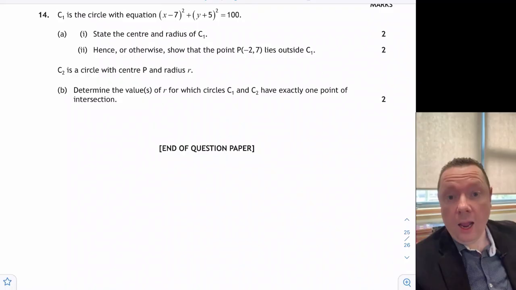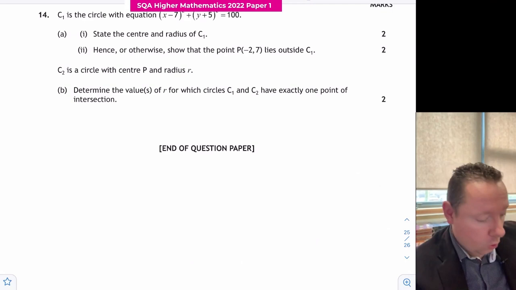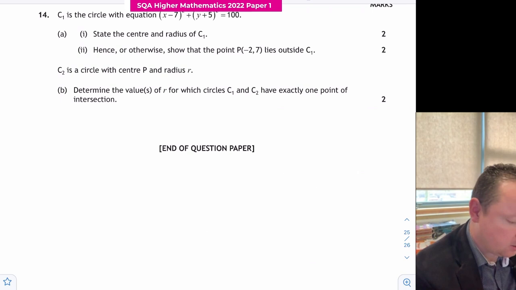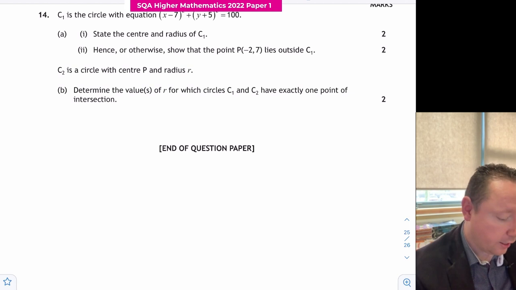SQA 2022 paper 1 question 14, the final one of the paper, and it was a circle question. It says circle C1 has equation (x minus 7) squared plus (y plus 5) squared equals 100. State the centre and radius of the circle and then, hence or otherwise, show that the point (minus 2, 7) lies outside the circle. Part B is another circle with centre P and radius R. Determine the values where C1 and C2 have one point of intersection.